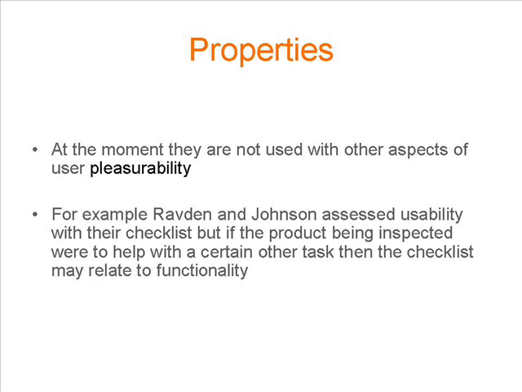At the moment, feature checklists are not used with other aspects of user pleasurability. For example, Ravden and Johnson, whose design feature checklist was shown previously, assessed usability with their checklist, but if the product being inspected were to help with a certain other task, then the checklist may relate to functionality.